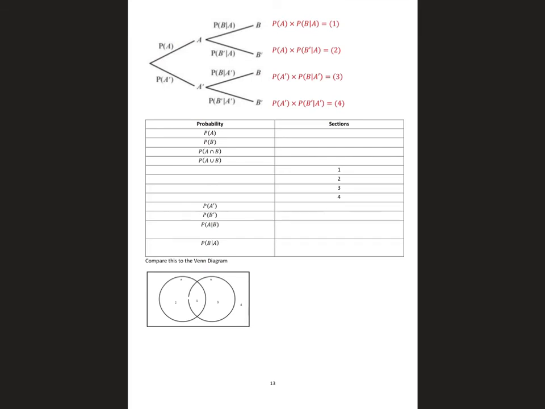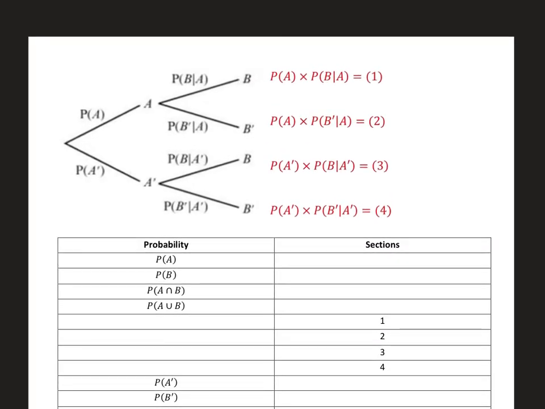So just like we did with our Venn diagram, I've got a tree diagram. The first branch is A and not A. The second branch is B and not B. But notice at the second branch, this is B given A has happened. This is not B given A has happened. This is B given A hasn't happened. And this is not B given A hasn't happened. And the numbers right at the end are the numbers I would times together. So I'm going to call this one 1, 2, 3, and 4. So maybe see how much of this you can fill in yourself.